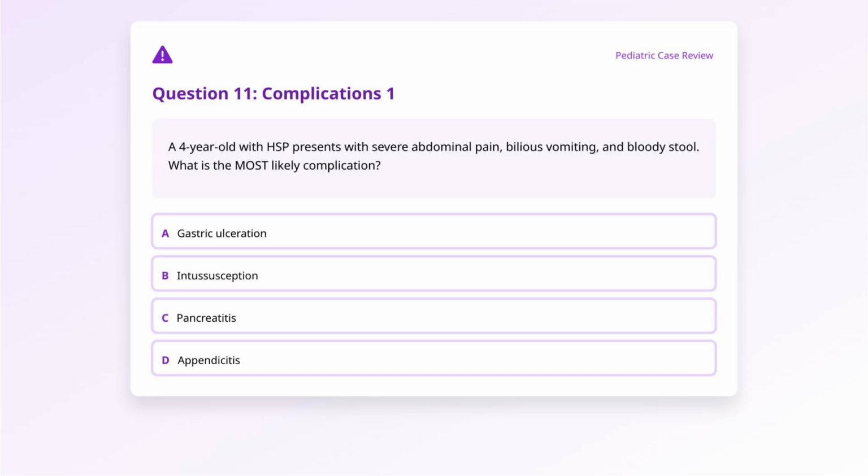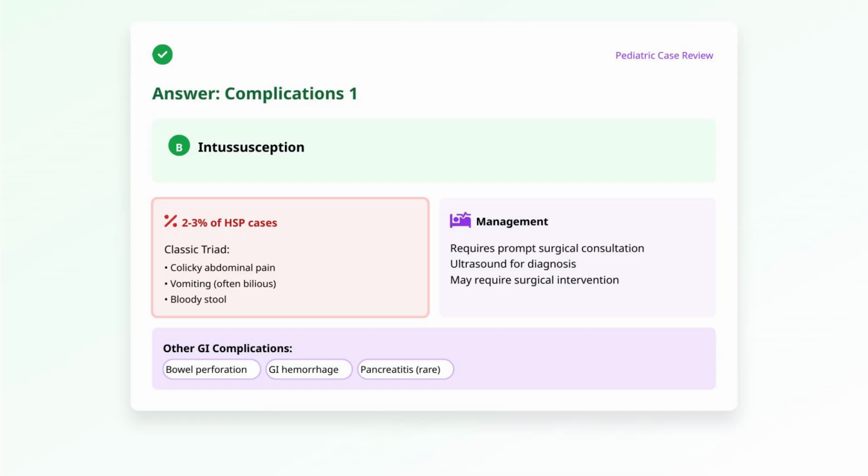A 4-year-old with Henoch Schönlein Purpura presents with severe abdominal pain, bilious vomiting, and bloody stool. What is the most likely complication? A. Gastric ulceration. B. Intussusception. C. Pancreatitis. D. Appendicitis. The correct answer is B.